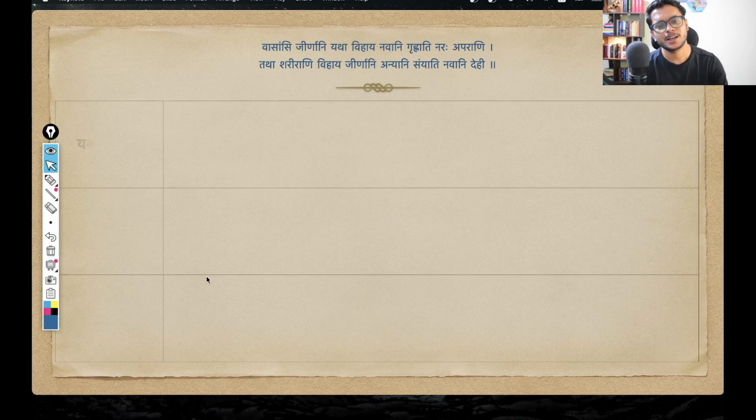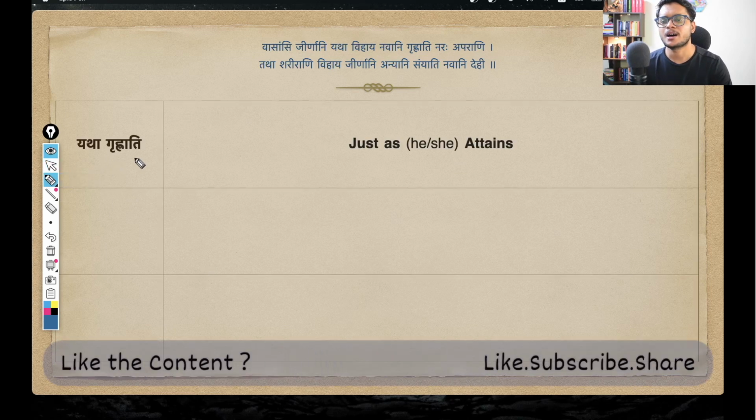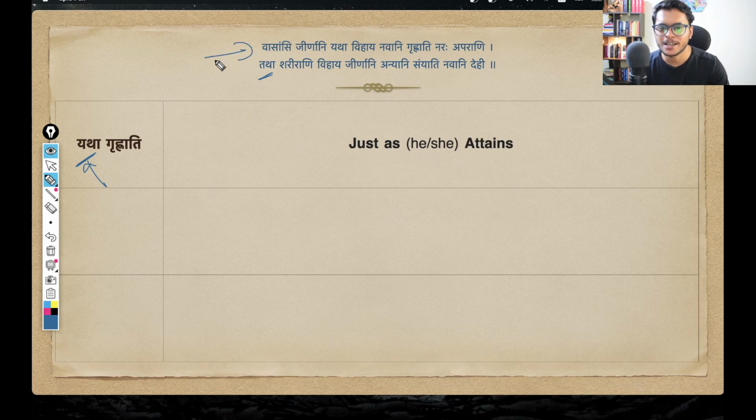Okay, so we are starting with Yatha Grihnati. Yatha will of course be there because we have this conjunction Yatha and Tatha. So just as something, even so something else, in that sense. Okay, so this entire first line is sort of describing that first situation, and this entire second line starting with Tatha is obviously describing the second situation.